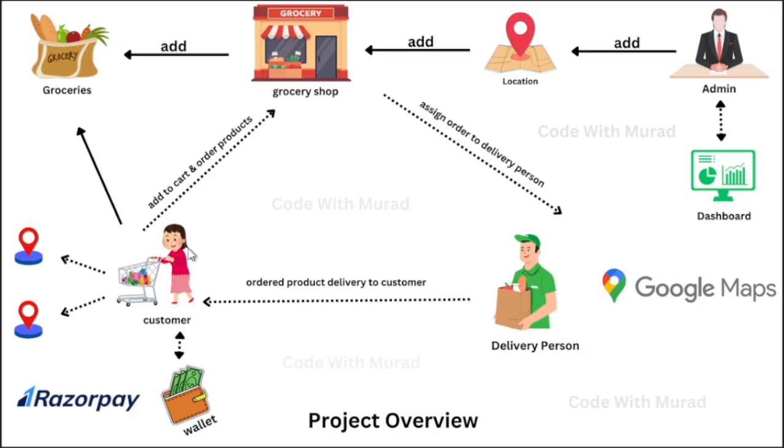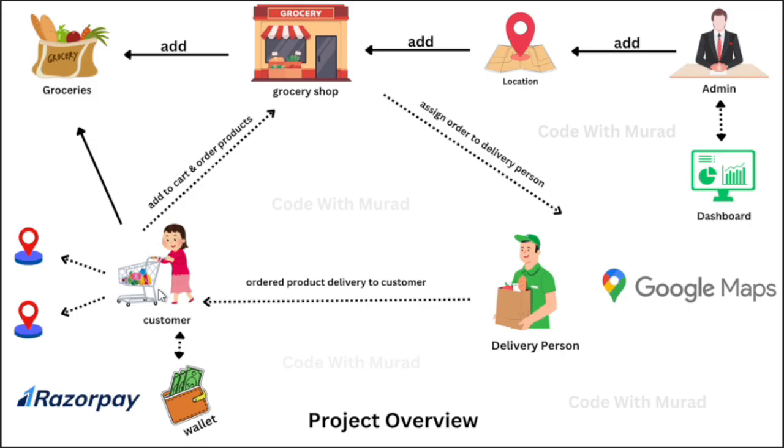Now talking about the customer module, when a customer visits our website for the very first time, they will be able to see multiple grocery shops on the front page, and there we have given the option to search for grocery shops by location. By using the location, customers can search for grocery shops, and they can search for groceries by name or by category, add those products to the cart, make the payment and order the products.